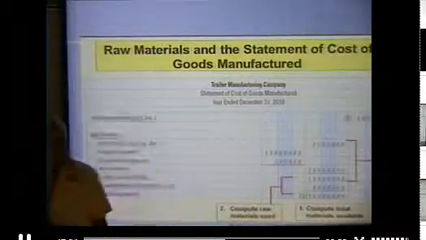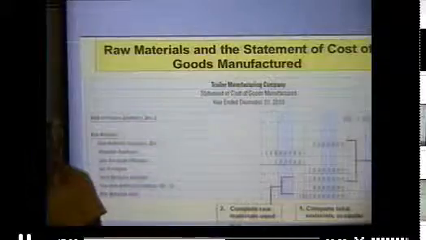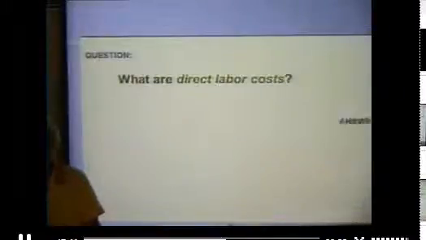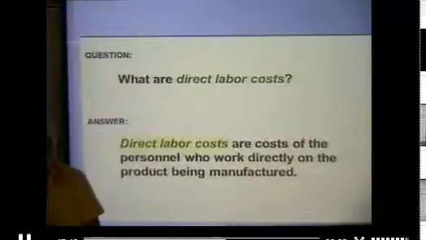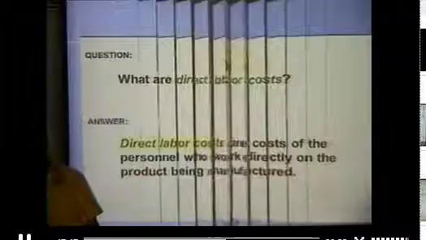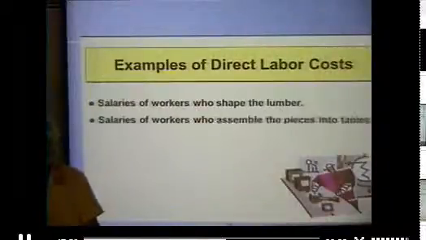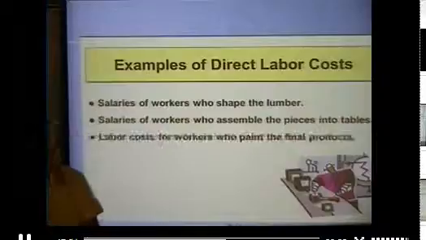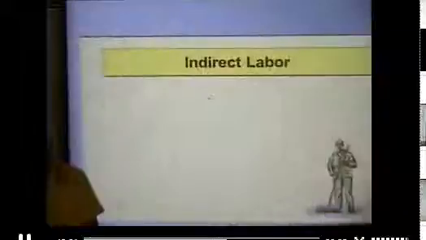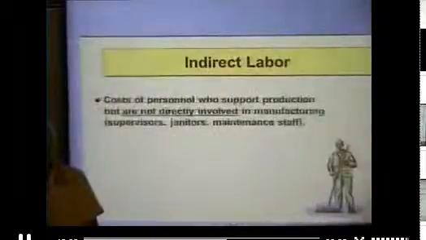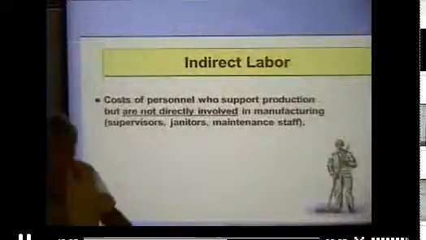And direct labor costs, we got that one, don't we? That's the people that actually work on the product. And, you know, that's the salaries of the workers who assemble or do the cutting, whatever. If they are actually participating in making that product, then they are direct. Indirect would be the things that are not directly involved, and these are the things that basically we have to probably allocate like we did based on some factor that we choose to use.